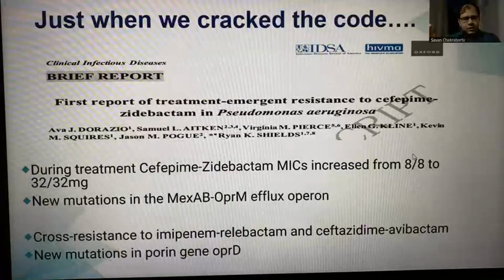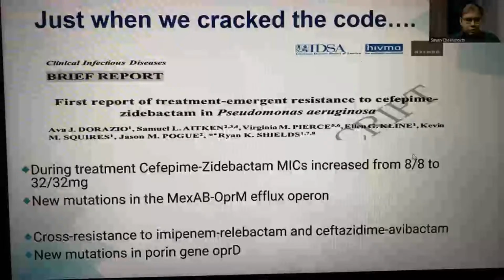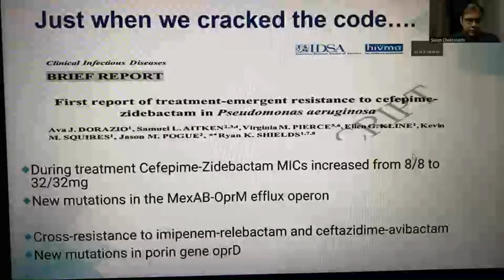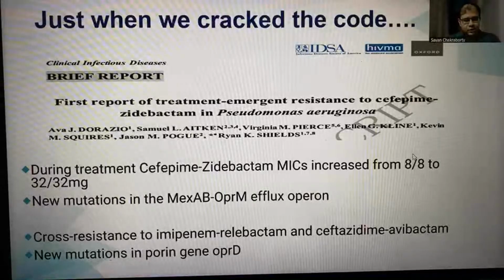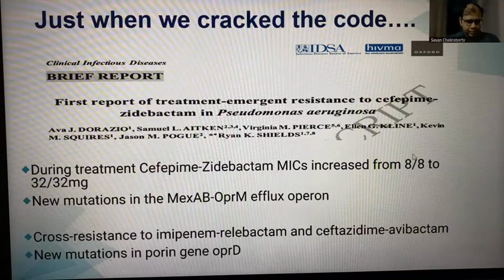And we were thinking that probably cefepime zidebactam is the molecule of the future and it cannot get resistant at all, but there was a report which showed that cefepime zidebactam can become resistant. The culprit was a new mutation in the efflux pump, and there can be some cross resistance to imipenem and ceftazidime-avibactam. So it is not a foolproof molecule. Whenever you are using it, you have to use it for these DTR cases, and you have to be very careful while using this particular molecule. You cannot go and abuse this molecule like we did to piptaz or meropenem.